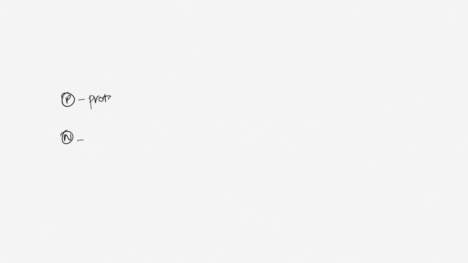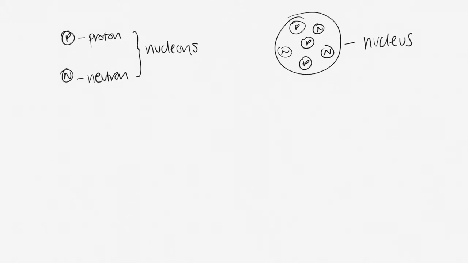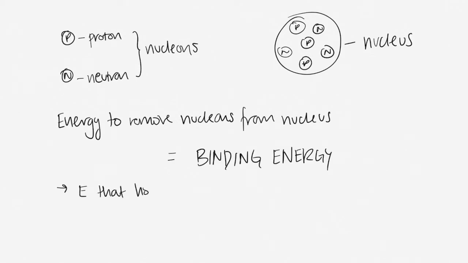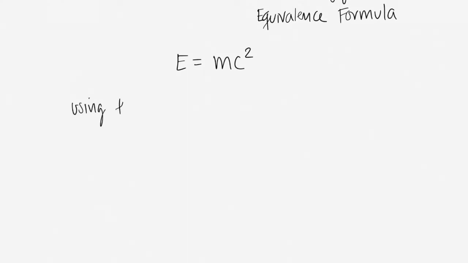Because of the strong nuclear force, the nucleons in a stable nucleus, which are protons and neutrons, are held tightly together. The amount of energy required to remove nucleons from a nucleus is called binding energy. The more stable the nucleus is, the greater is the amount of energy needed to break it apart. We can link this concept of binding energy to the world-famous mass-energy equivalence formula, E equals mc squared, by calculating the mass defect of a nucleus.